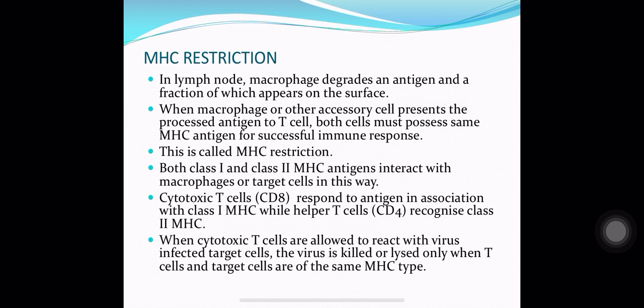Now what is MHC restriction? MHC restriction means class 1 MHC molecules will present antigens only to cytotoxic T lymphocytes which have the CD8 receptor, and class 2 MHC molecules will present antigens only to helper T cells which have CD4 receptors. One will not do the other's job; each will present only to its own combination. That is called MHC restriction. So class 1 MHC with cytotoxic T lymphocytes and class 2 MHC with helper T lymphocytes. This restriction is known as MHC restriction.